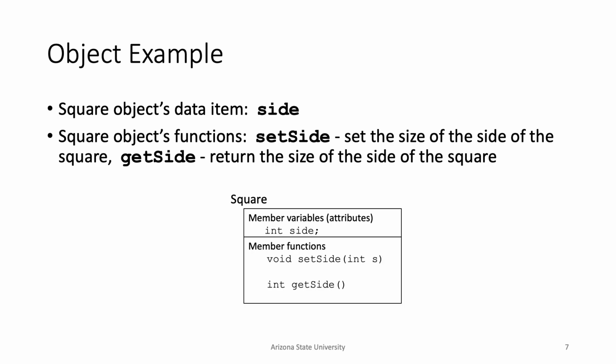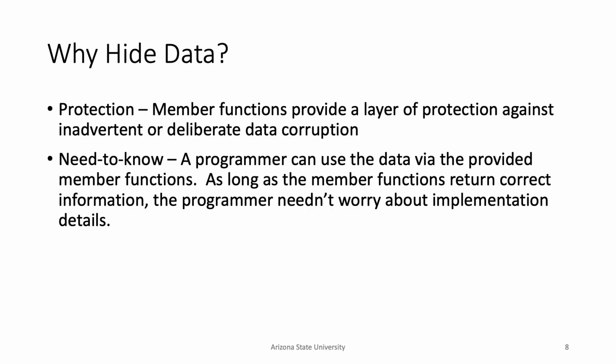Okay? So that would be something for a bank account. Should I have set bank account balance exposed to the user? Should I allow them to set the bank account balance? No. But should I allow them to get the balance? Yes. So thinking about what set functions you should have and what get functions you should have is actually pretty important. So why should we hide the data?